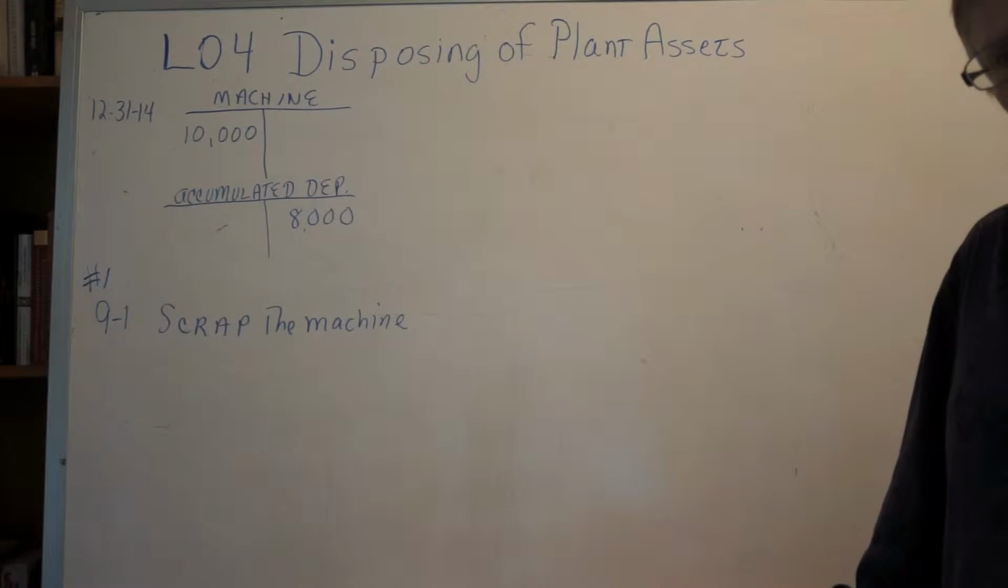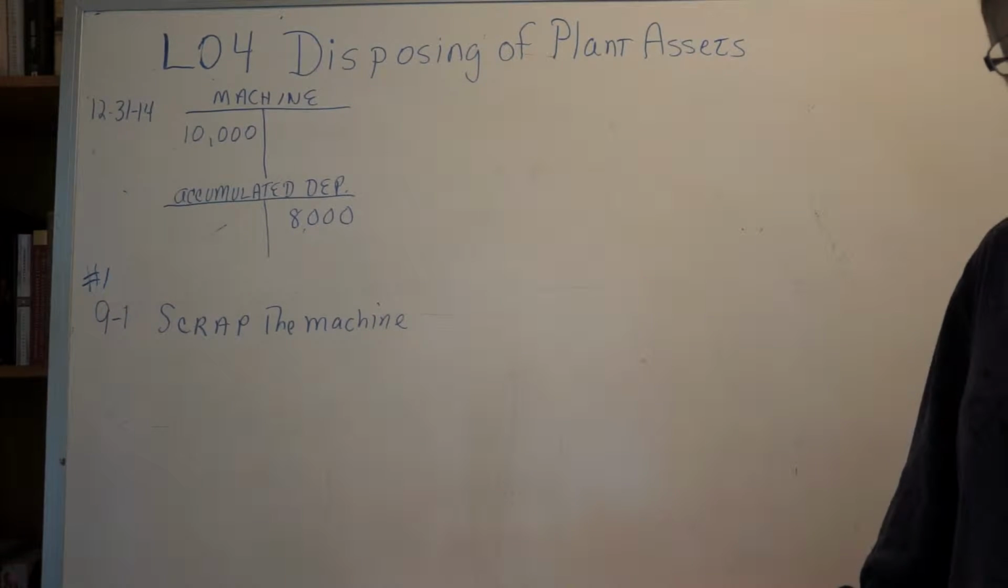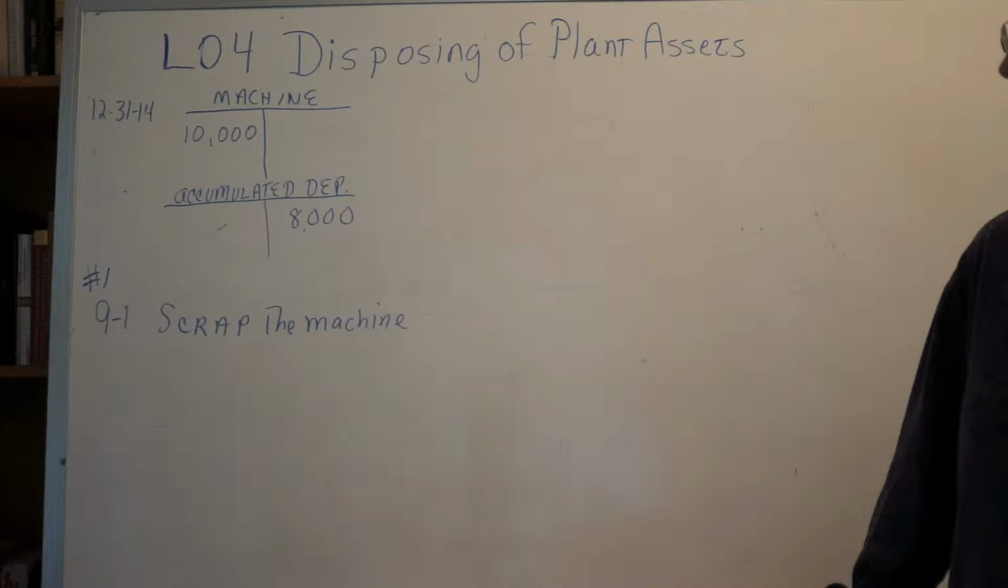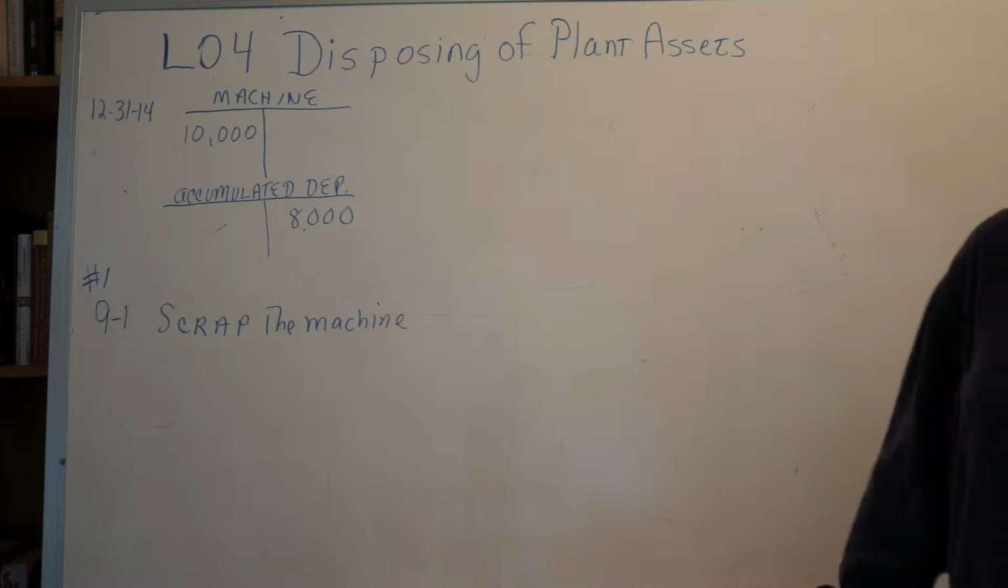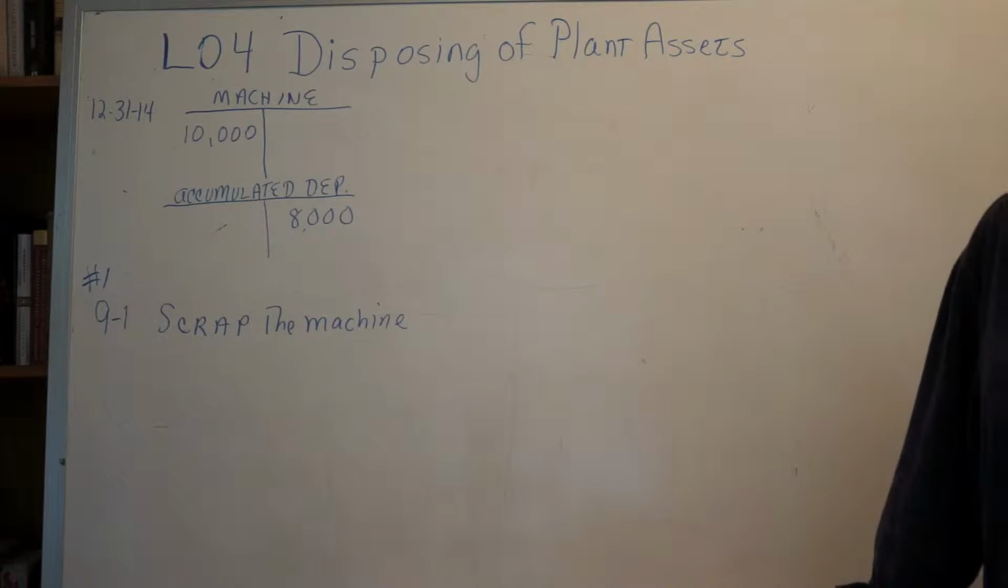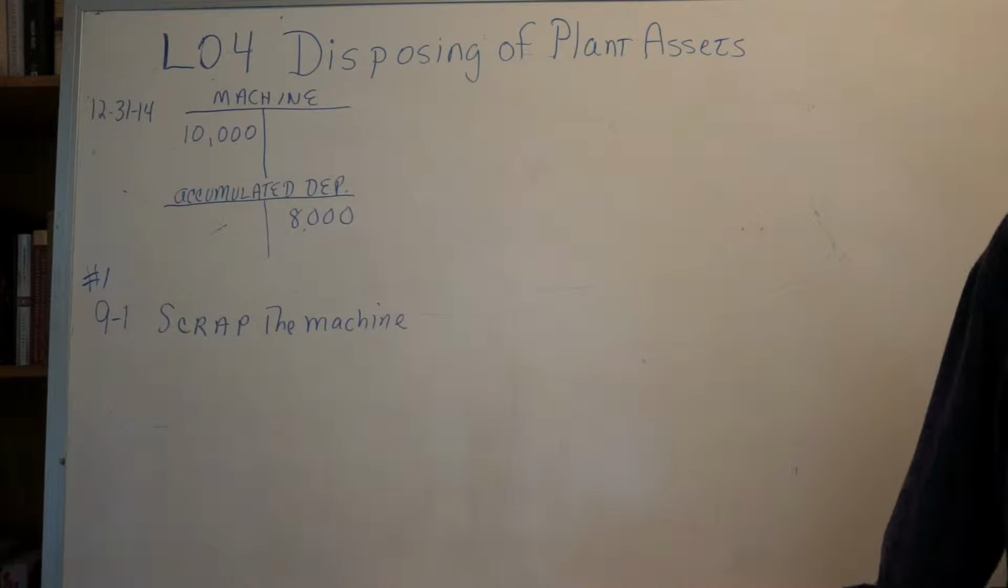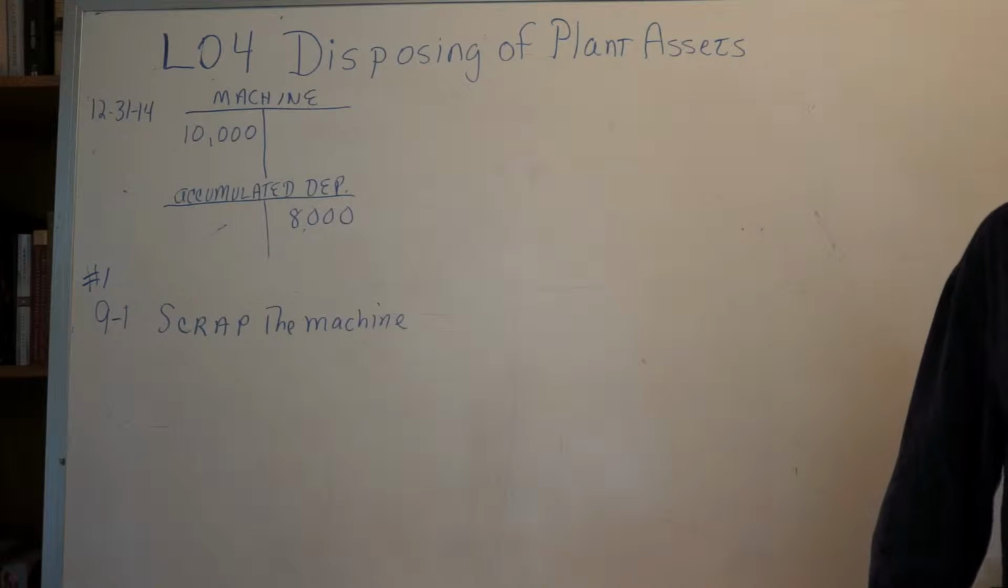how to cost the various plant assets. We've learned how to depreciate them, how to change the estimates of depreciation. Now we have to account for getting rid of these plant assets. Okay, so the first instance, we decided to just scrap the machine.